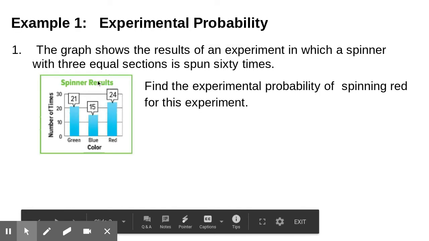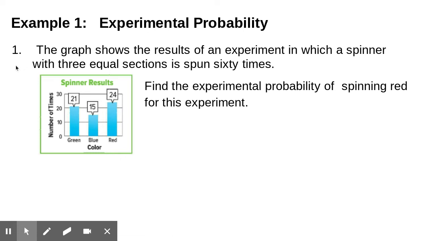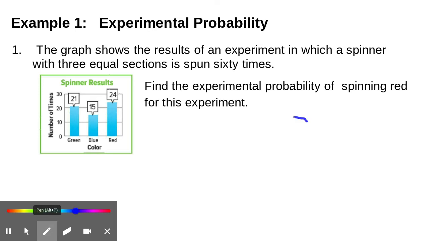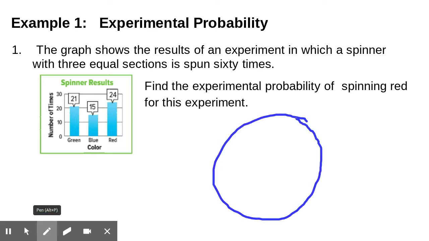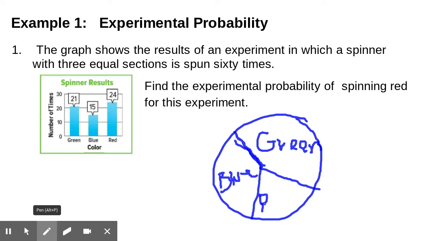So here's an example. The graph shows the results of an experiment in which a spinner with 3 equal sections is spun 60 times. Okay, so just to kind of wrap your brain around this, I have a spinner, and I have a green section, a blue section, and a red section, and I spin the spinner. Okay. And it landed on green. I did an experiment. I spun it 60 times.